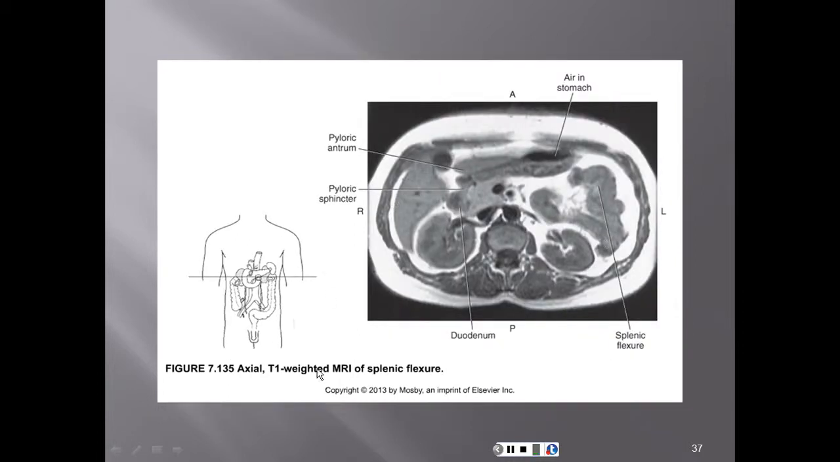Axial T1 weighted MRI of the splenic flexure, liver, kidneys, vertebra, kidney, splenic flexure of the colon, stomach. Well, how do we know the stomach? Because there's an air bubble in there. And remember, you got the pyloric antrum. From the pyloric antrum, we have the pyloric sphincter leading into the duodenum.